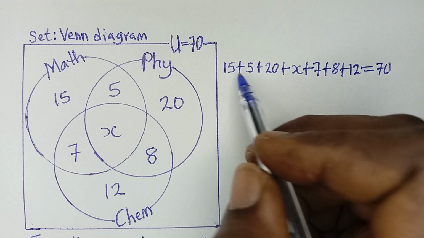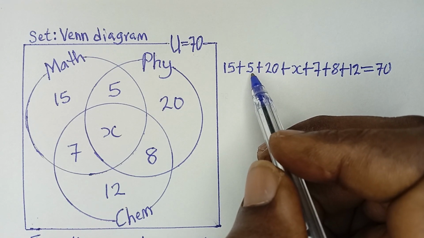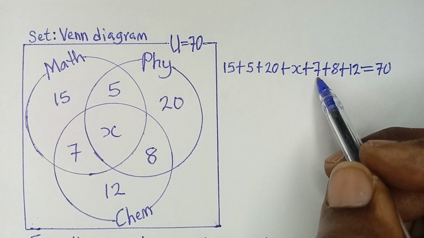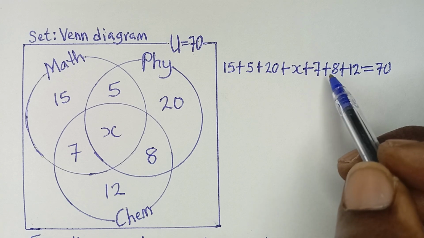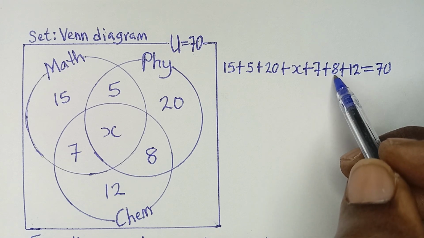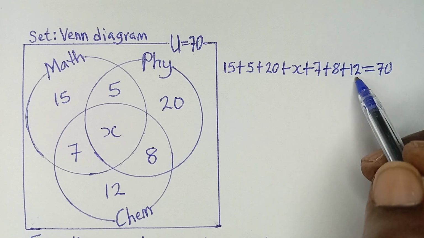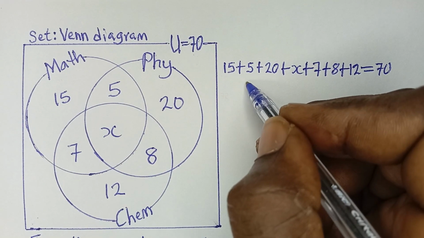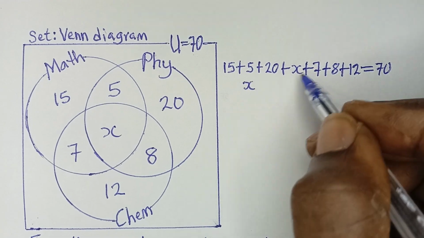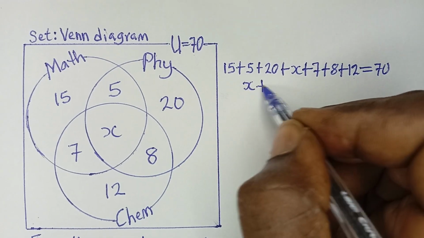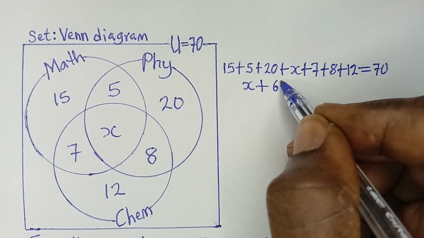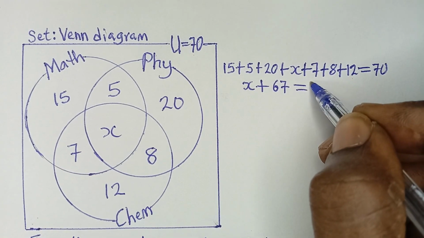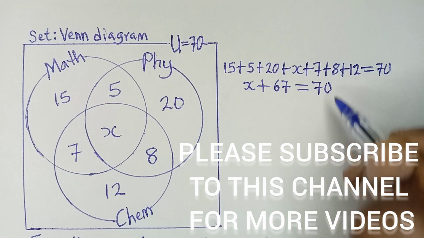Now, if I add 15 plus 5 is 20. 20 plus 20, 40. 40 plus 7, 47. And 47 plus 8 is 55. 55 plus 12 should give us 67. So I have x as the value on its lifetime there, x plus 67, which is the total of the numbers that we've added just now, and that should be equal to 70.